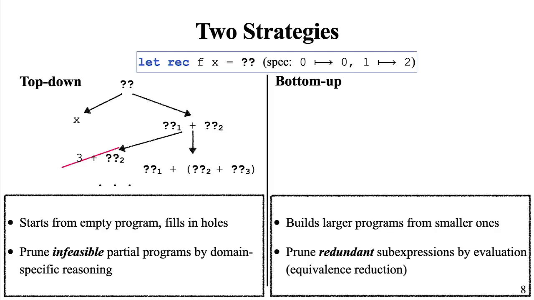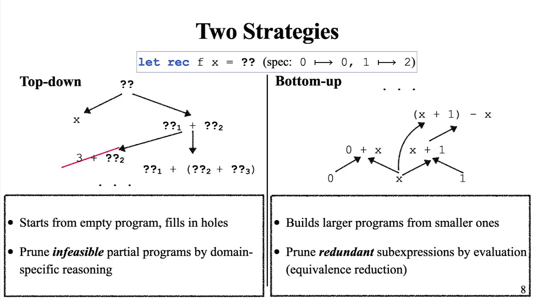On the other hand, in bottom-up synthesis, we build increasingly large full programs from smaller ones. Starting from the smallest programs, such as 0, x, 1, we can compose them together to build the larger ones until a solution is found. We can prune the search space just by evaluating the programs. For example, to find a single solution, we do not have to maintain both 0 plus x and x because their evaluation results are equivalent with each other for the given input examples. Because they behave in the same way, we can discard one of them.